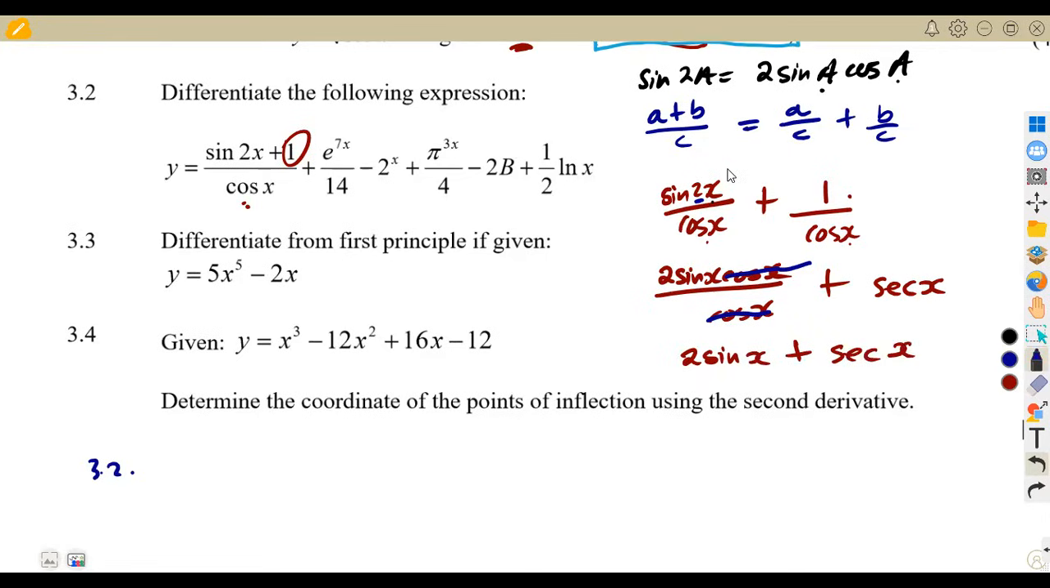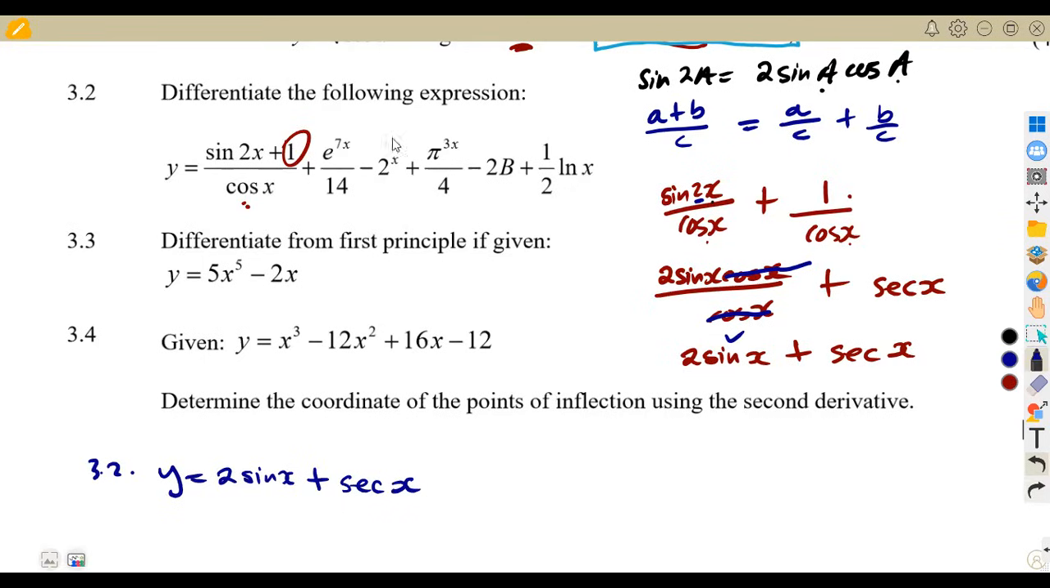So this whole part that we are seeing here was supposed to be just written as this so that we can differentiate it properly. So now, in place of this whole part that was given before, we are going to rewrite it as y is equal to 2 sine x plus sec x. Take note, we are not differentiating, we are just rewriting so that we'll be able to differentiate later on.